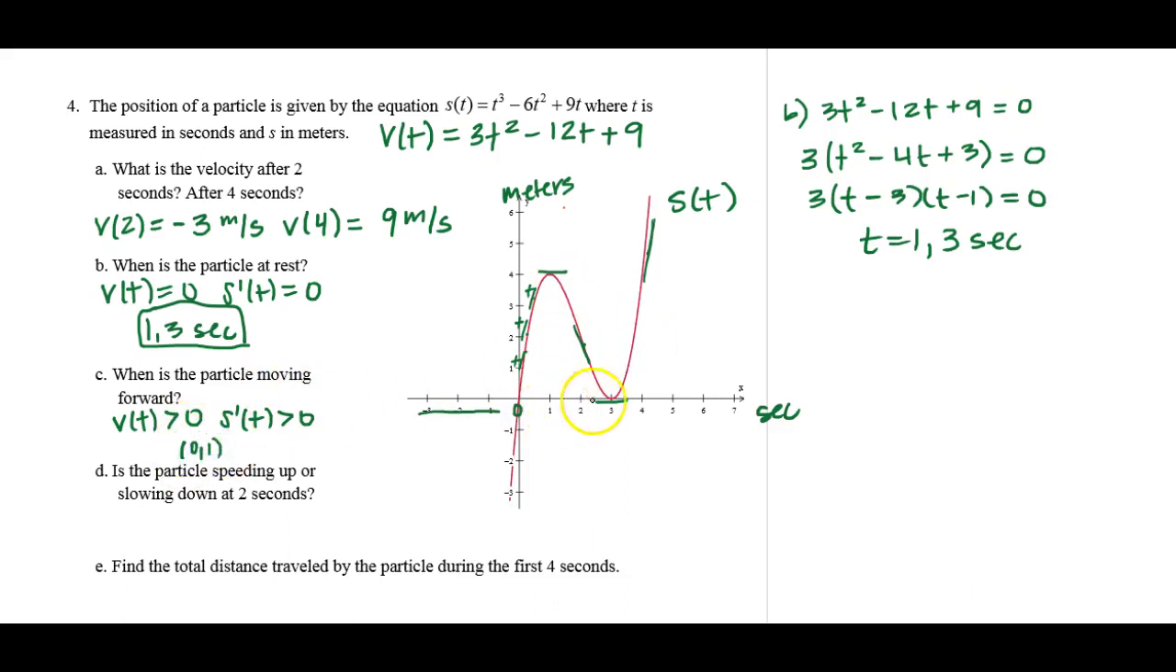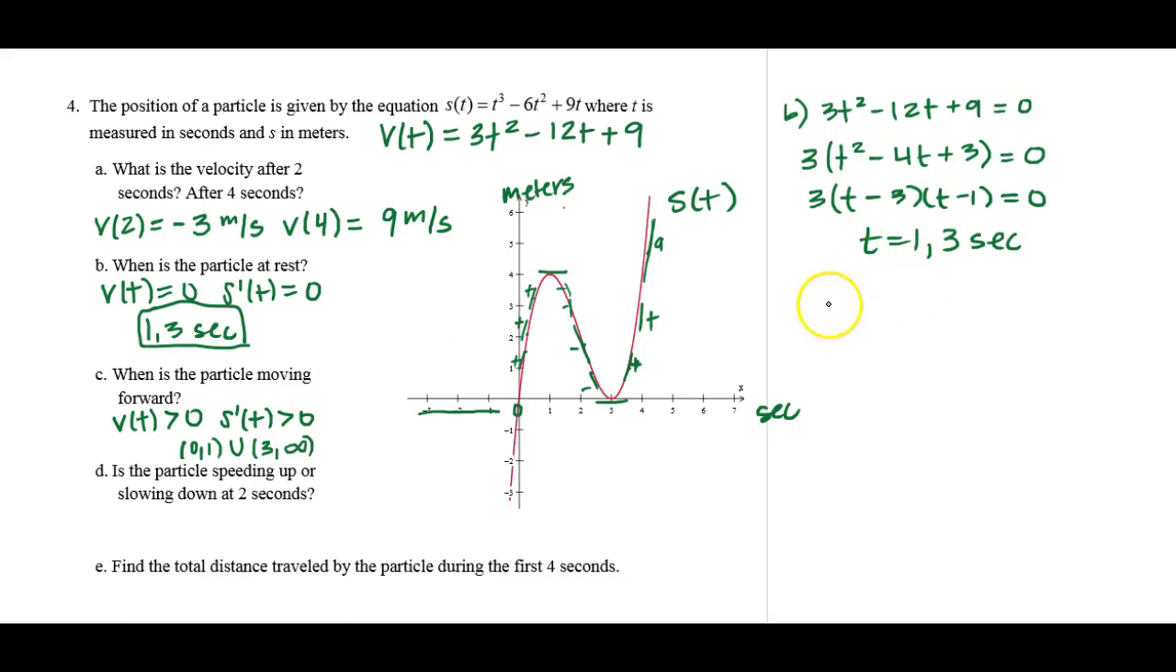And then all of a sudden between 1 and 3, I start having negative slope. As we found at 2, I had negative slope. So I don't want that to be part of my answer. But as soon as I get past 3, I start to have positive slope again. This was positive 9. All of this would be positive slope. So 0 to 1, and in math, this U means and, 3 to infinity would be my answers.